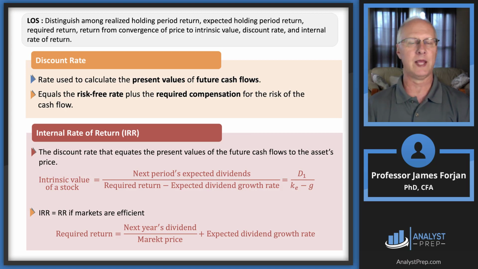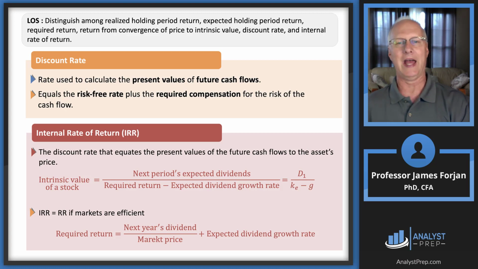But if you look in the reading, notice that second orange arrow point. That discount rate is going to be equal to the risk-free rate. Of course, that's a beginning point for lots and lots of models, but it's going to add the required compensation for the risk associated with those cash flows.